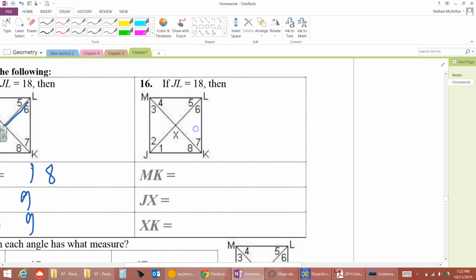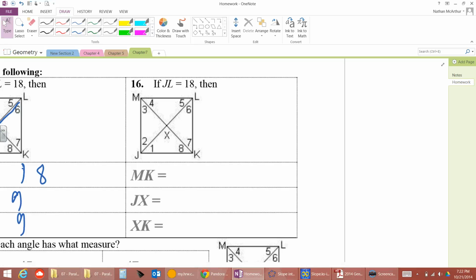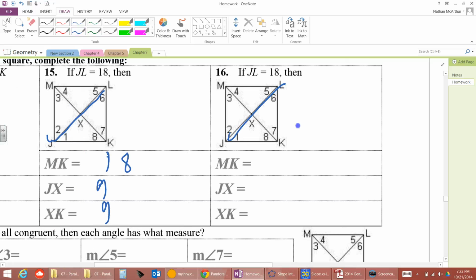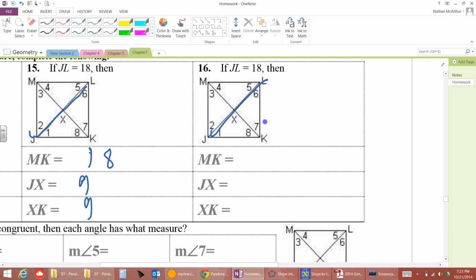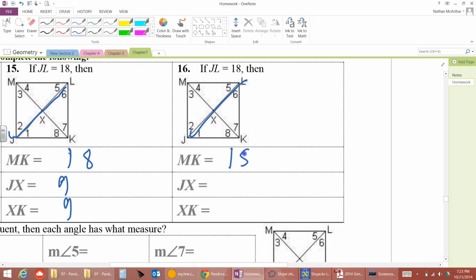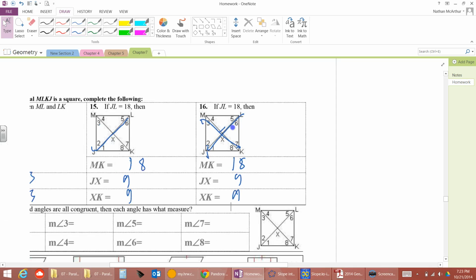Alright. So here I have JL is 18. These are the exact same question. I'm confused, but I'll go with it. JL is 18, then MK is the other diagonal, 18, JX is half, and XK is half. Alright. I guess we have some repeat.